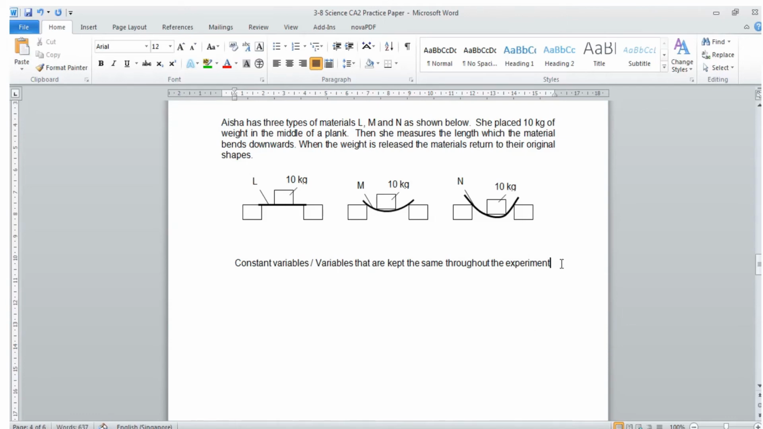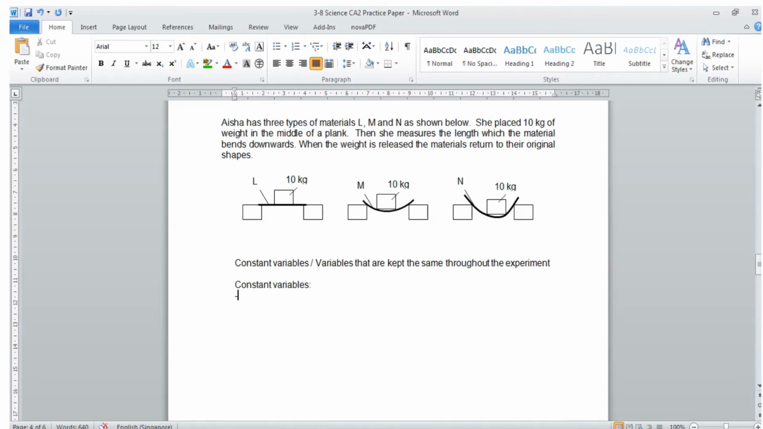Okay. So in this case, let us just list all the constant variables. That means all the variables that are kept the same. There's a lot here, but the constant variable here is important. You cannot just name every single thing that you see here. Why? Because you must think, how does it affect the experiment if we are actually going to change it? What I'm trying to say is a constant variable is kept constant. Why do we keep it the same? Because we don't want it to affect the result of the experiment.